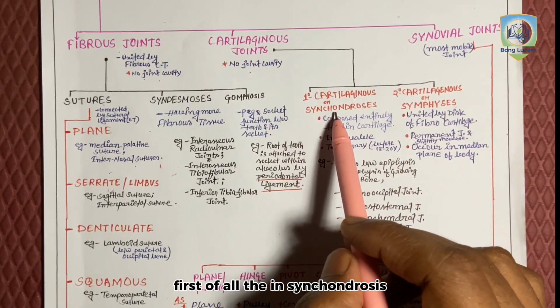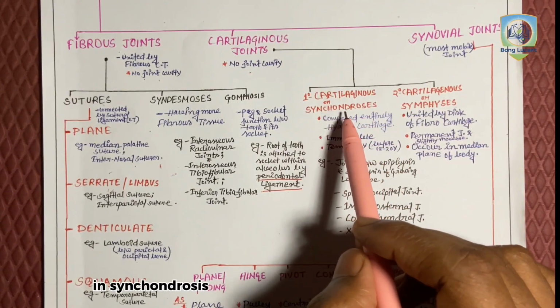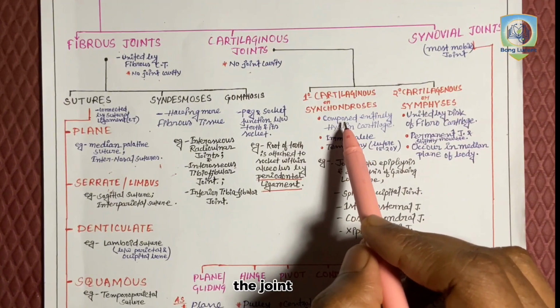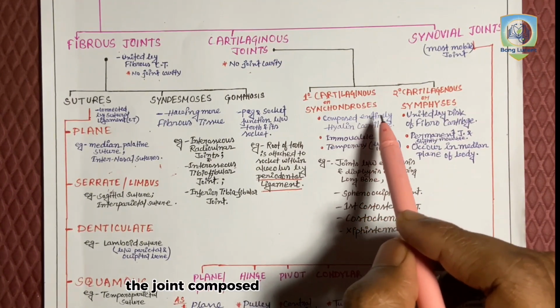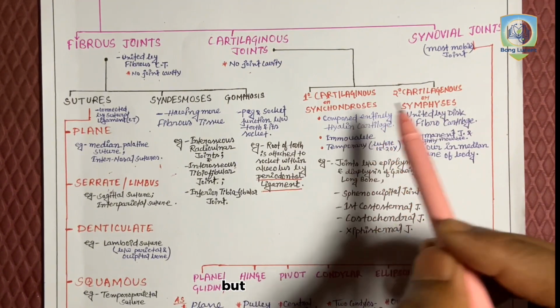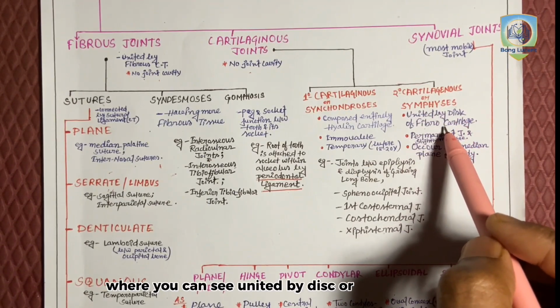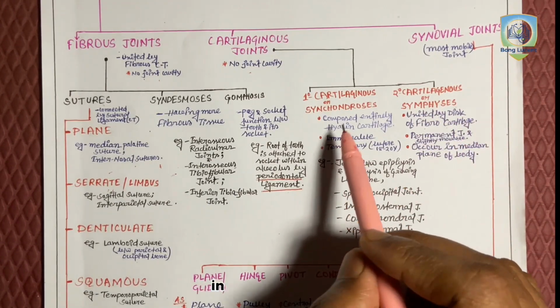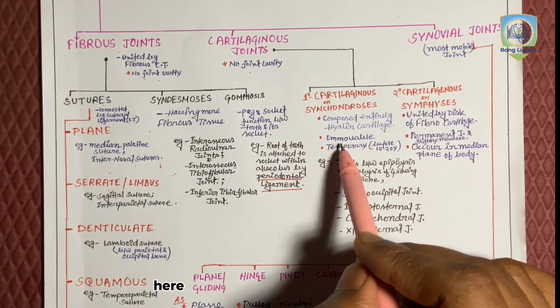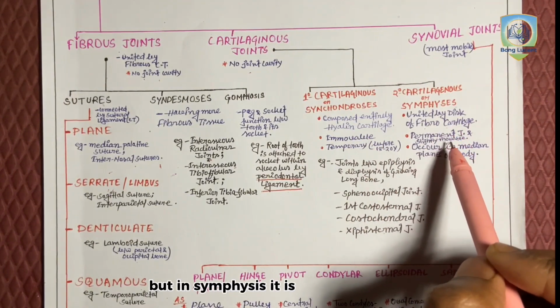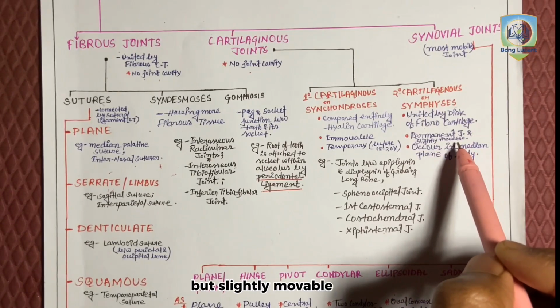First of all, in synchondrosis, the joint is composed entirely of hyaline cartilage, but in symphysis, the bones are united by a disc of fibrocartilage. In synchondrosis, the joint is immovable, but in symphysis it is a permanent joint that is slightly movable.